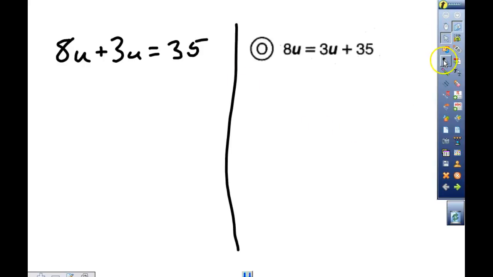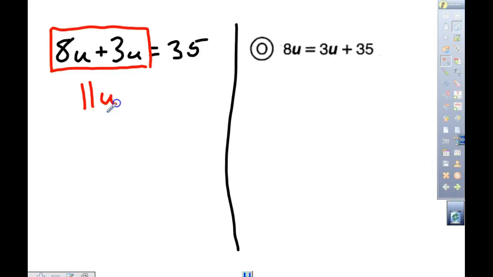So first thing I want you to recognize is that these are not the same. They look very similar. This has variables on the same side. In that case, you just combine them together and we got 11u. Because they're on the same side, so we just solve 11u equals 35, and then we can divide both sides. These are on different sides. These two variables are on different sides.